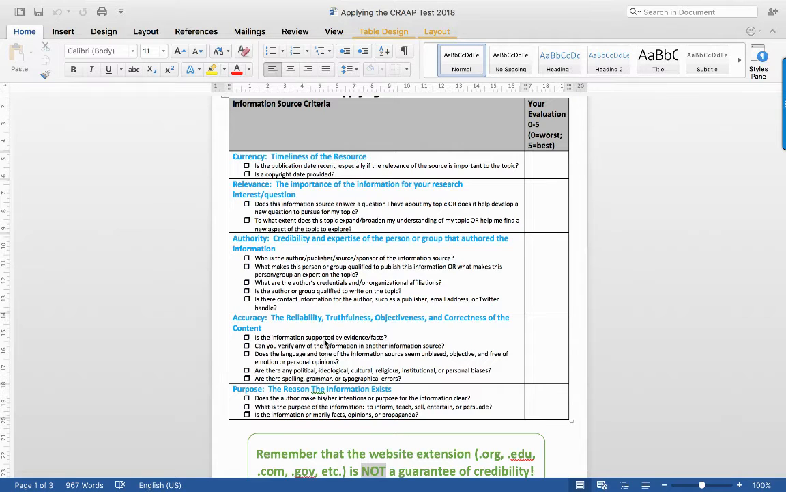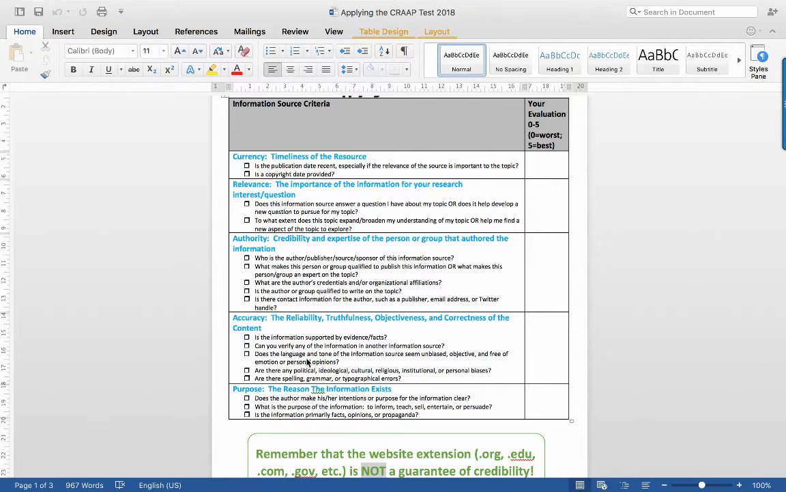So we want to look for information that is supported by facts, by evidence. So look for footnotes and endnotes and other data and research that points to the same kinds of ideas. Can you verify the information in other information sources? So you want to make sure that what you are finding, you can find in other books or websites or journal articles. Because if you're finding something completely different from all of the other sources you've looked at, you may want to question that information.